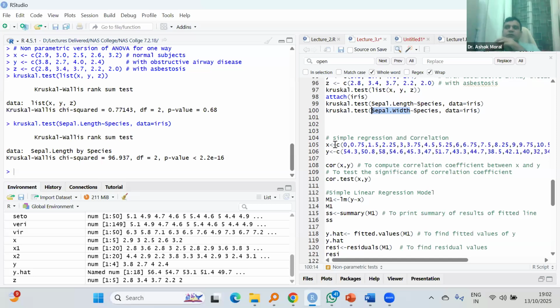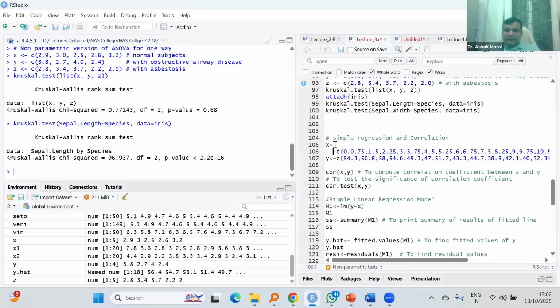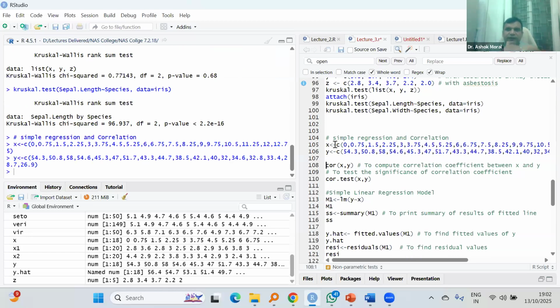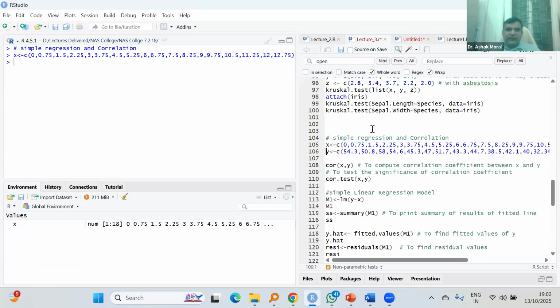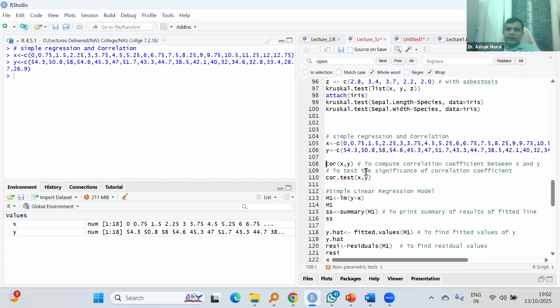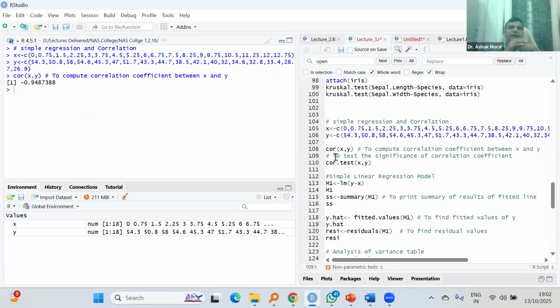Now just talk about the simple correlation and regression. So suppose we have this x now and this y. So I'm just using one command because most of the time I may have some issue because I am using the repeated names. So that's why I want to use this rm list. Okay. Now this is my x, this is my y, and to calculate the correlation coefficient between x and y, the value is minus 0.0948. What is the range of correlation?